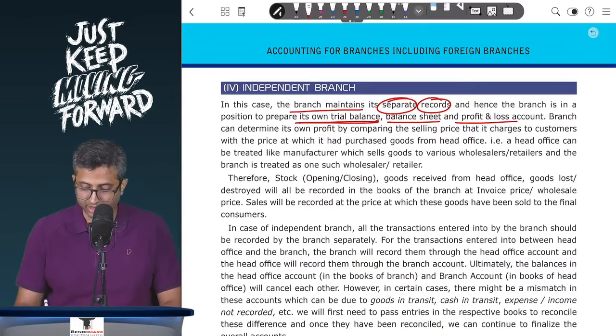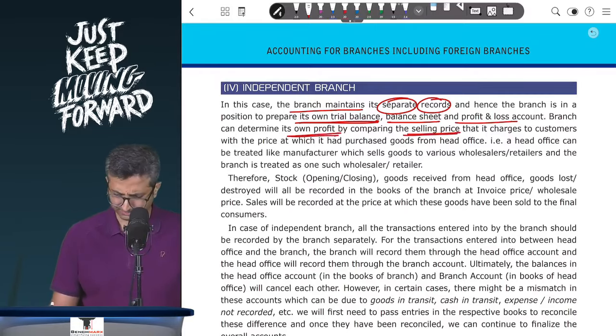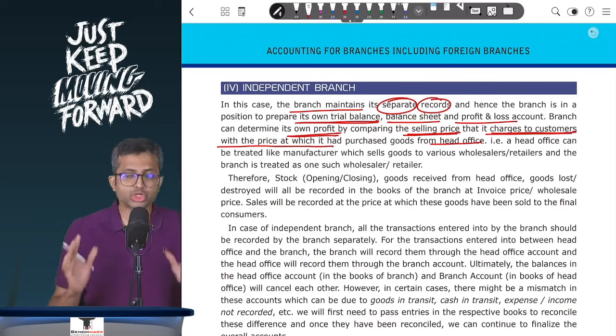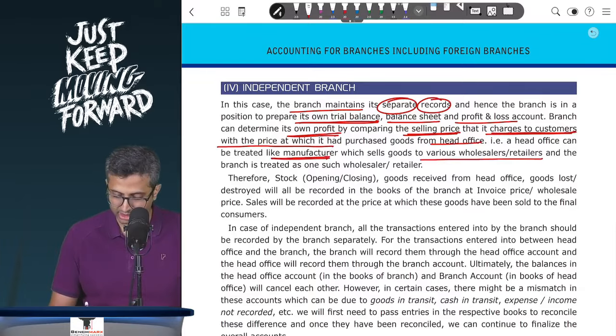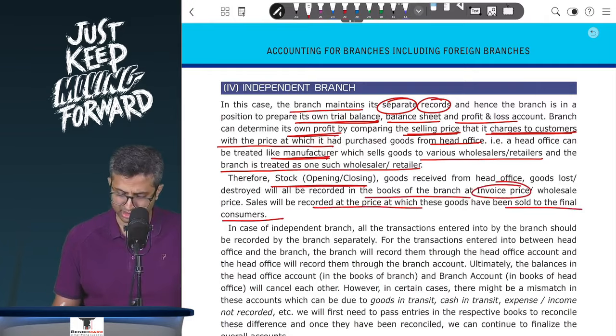Branch can determine its own profit by comparing the selling price that it charges to the customers with the price at which it purchased goods from the head office. So the branch will be able to find its own data. Head office can be treated like a manufacturer which sells goods to various wholesalers, and the branch is treated as one of them. Therefore, the stock received from the head office, goods lost or destroyed, will all be recorded in the books of the branch at the invoice price. Sales will be recorded at the price at which they have been sold to the final customers.